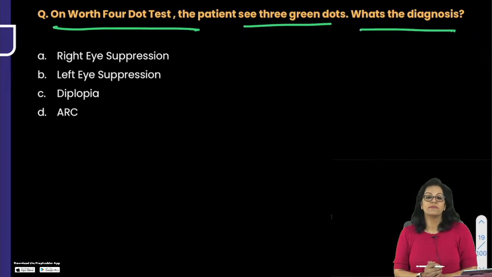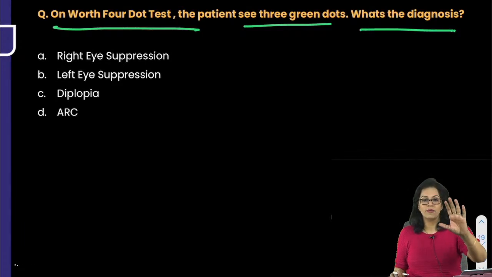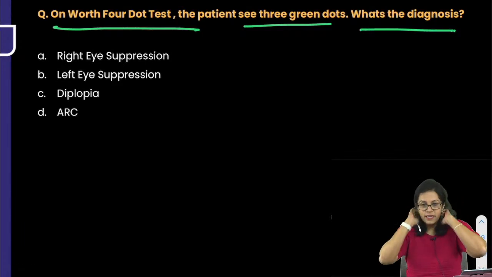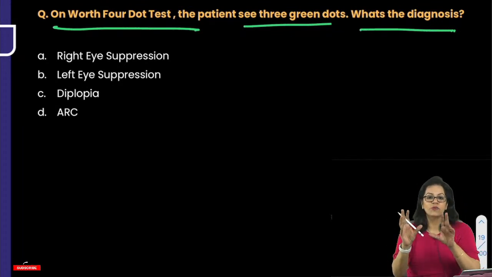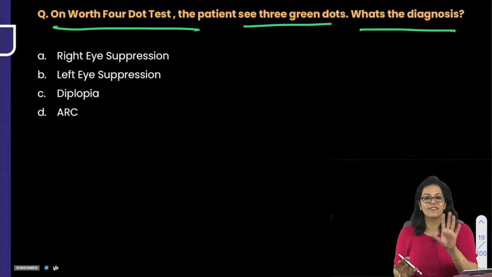Let us first read about the Worth 4 dot test, right? Worth 4 dot test. There is a box. Just listen to me in my simple way. There is a box with different color lights: 2 green, 1 red, 1 white. How many did I say? 2 green, 1 red, 1 white.